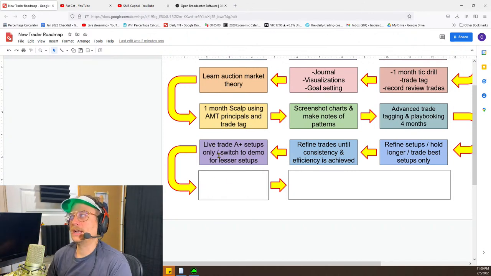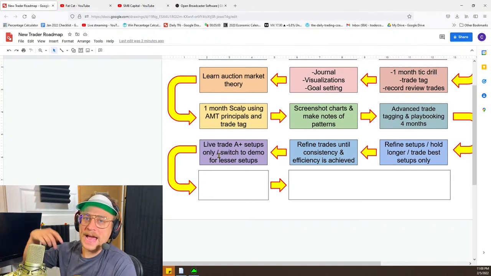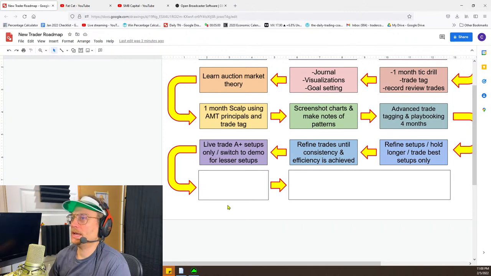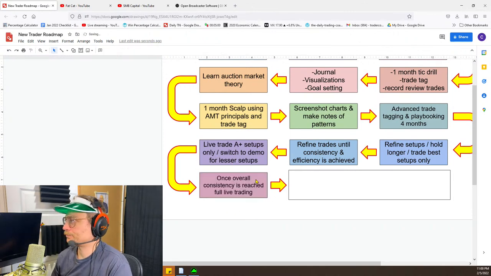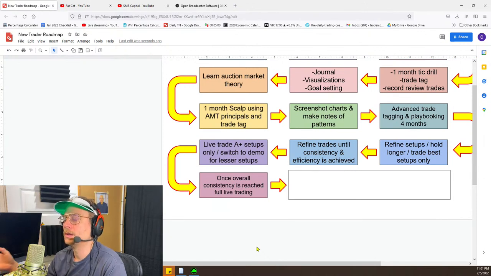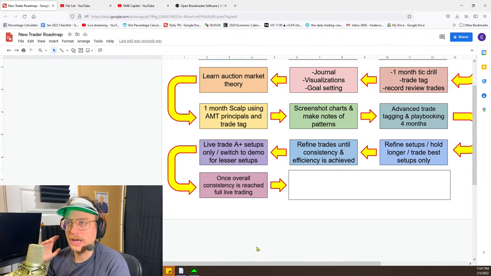Only A-plus setups. You want to go back to demo on lesser trades. Okay? And then after that, once overall consistency is reached and you're starting to get comfortable with actually live trading A-plus setups, and it's not so scary for you anymore, then you can go to full live trading. There is a catch.